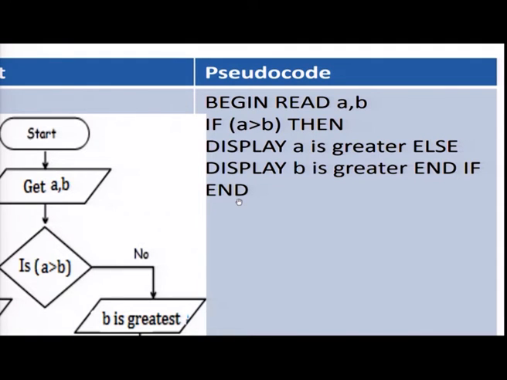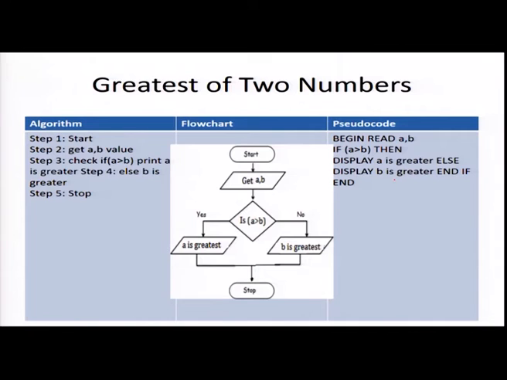Till the previous example, you have seen begin and end. Whereas in this example, after begin you are reading the value of A and B. Then you give a condition by using a keyword called if. If A is greater than B, then you are displaying A is greater, else you are displaying B is greater. As you have used the keyword if, you are supposed to close it with a keyword called end if. Then end. End is to end the pseudocode. So this is how we find the greatest of two numbers.